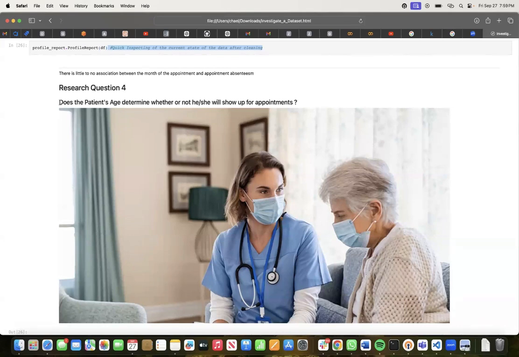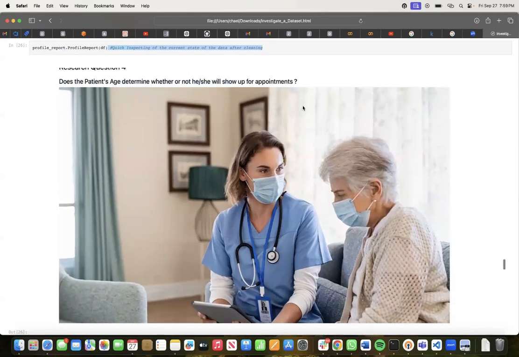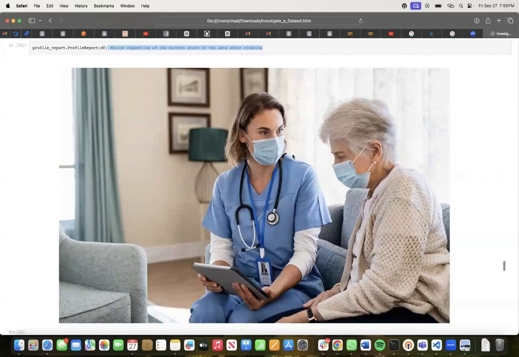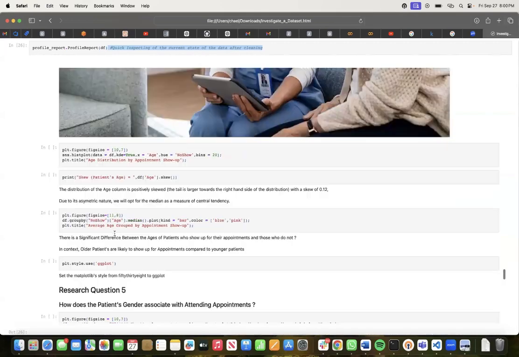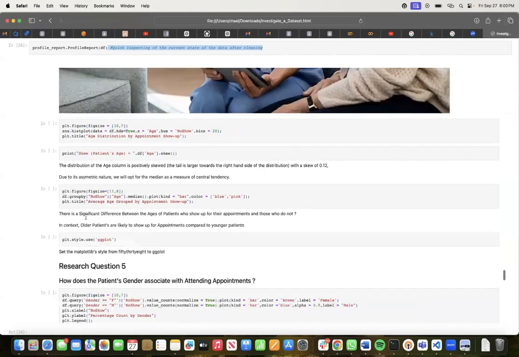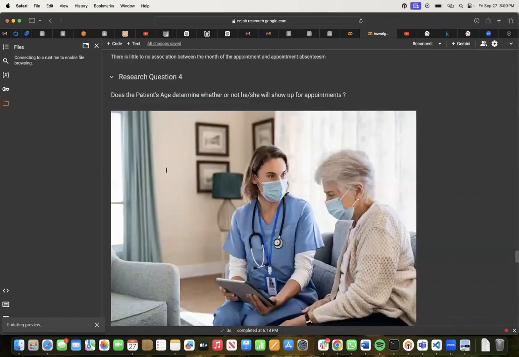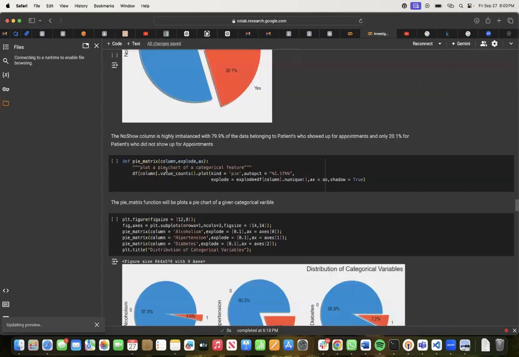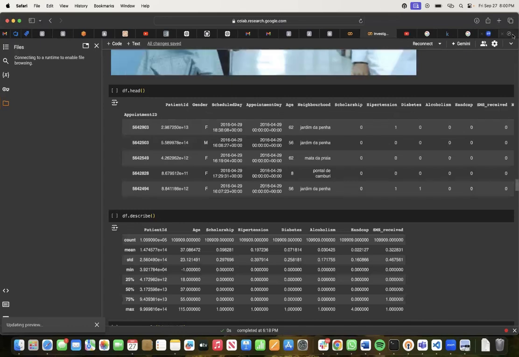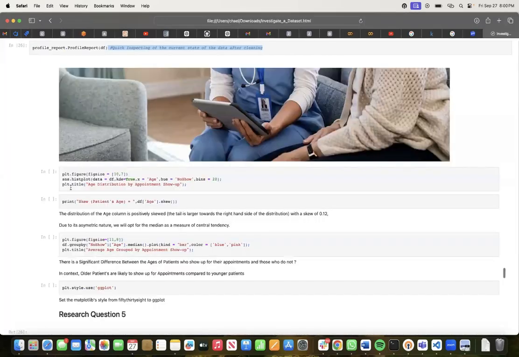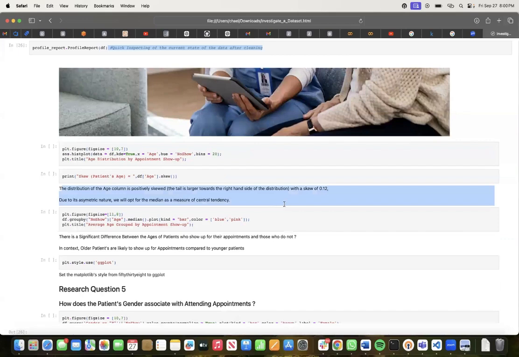All right. So the next question is, does the patient's age determine whether or not he or she will show up for the appointment? So patient's age, the age of a person. I ask this question because I think that old people who may not necessarily have the help that they need may not show up for the appointment, which is very significant. So here we try and answer that question. I think I'll rather come here so I can run the code. We are missing some visualizations. I missed the visualization there. I'll try and run it again and send it to the group.